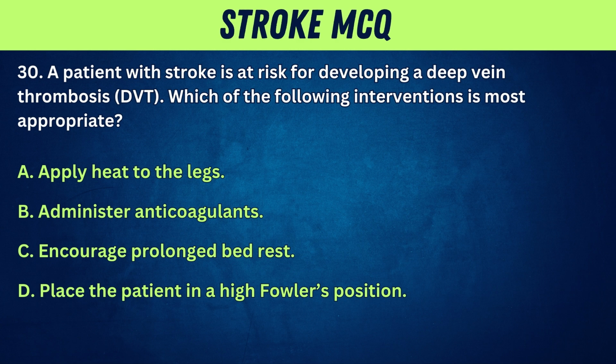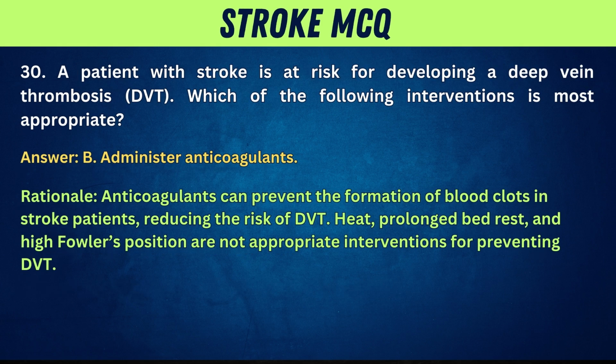30. A patient with stroke is at risk for developing a deep vein thrombosis, DVT. Which of the following interventions is most appropriate? A. Apply heat to the legs. B. Administer anticoagulants. C. Encourage prolonged bed rest. D. Place the patient in a high Fowler's position. Answer: B. Administer anticoagulants. Rationale: anticoagulants can prevent the formation of blood clots in stroke patients, reducing the risk of DVT. Heat, prolonged bed rest, and high Fowler's position are not appropriate interventions for preventing DVT.